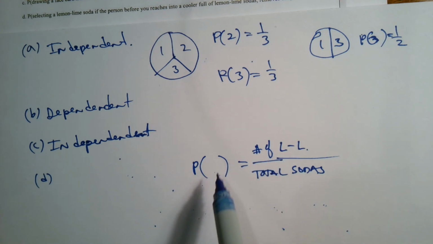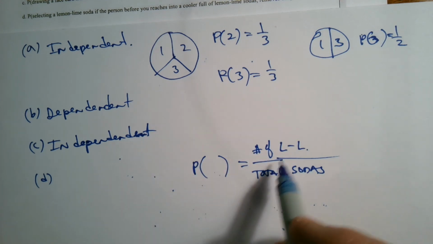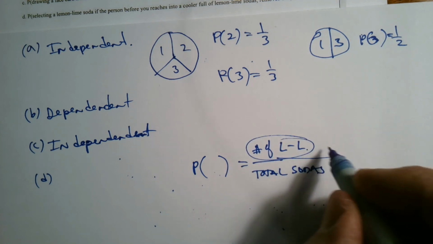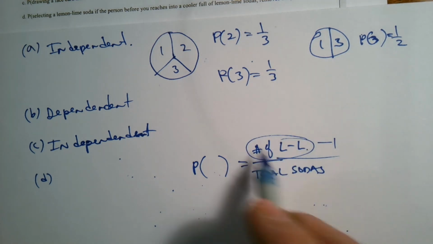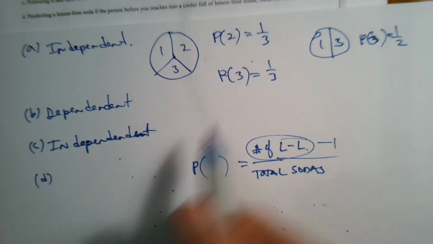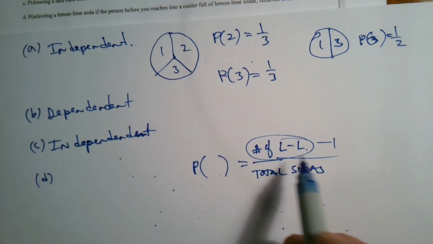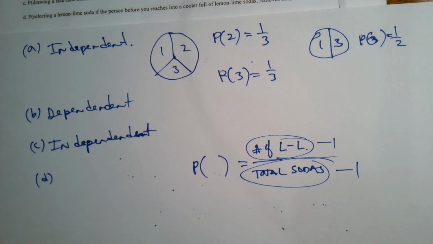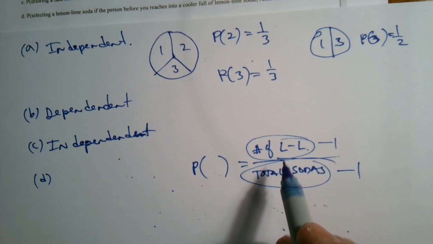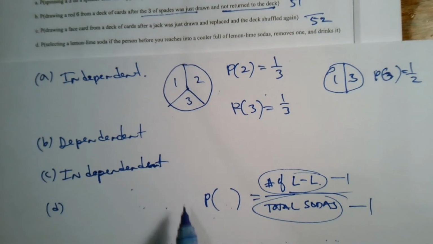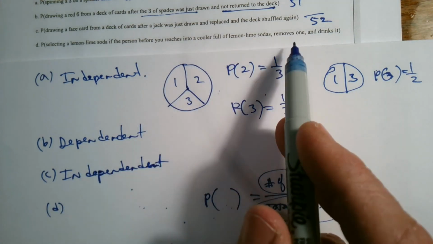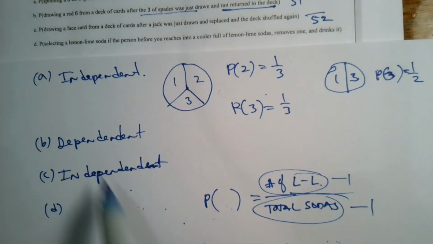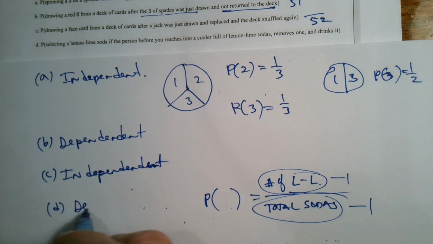Now, the second time, what happens? The number of lemon limes decreases by one, because somebody grabbed one, removed it, and drank it. So there's one less, and the total number of sodas decreases by one. That's going to be a different probability the second time around. So that first event, where somebody reached in and grabbed one, changes the second event. So it's, again, dependent.